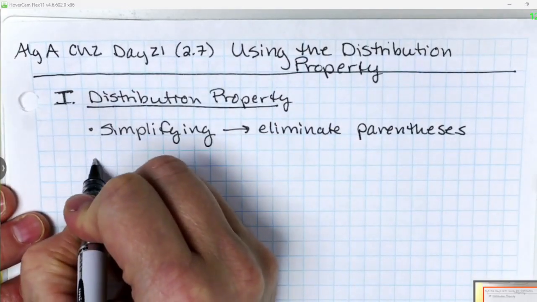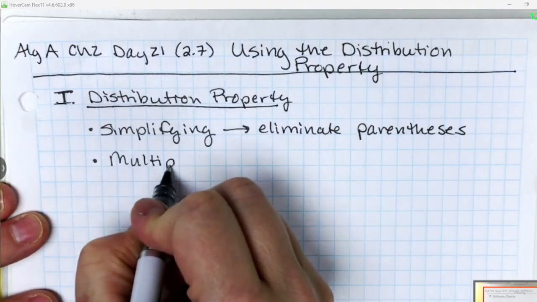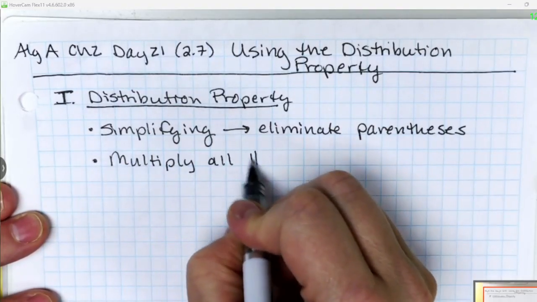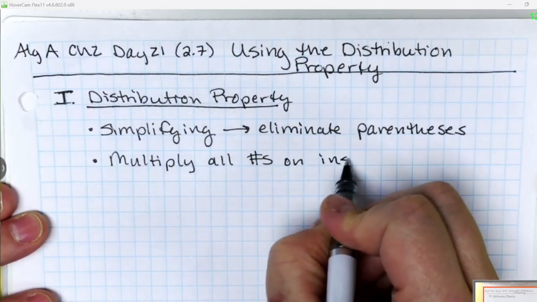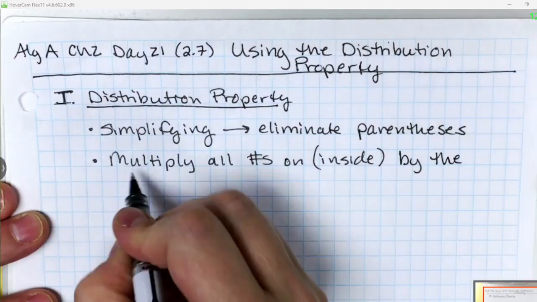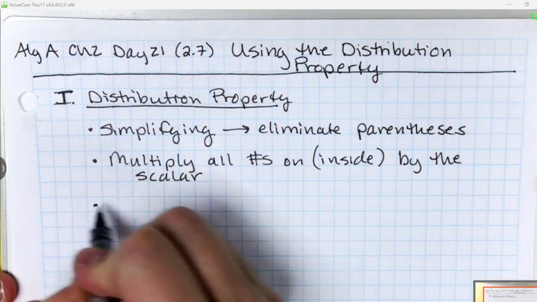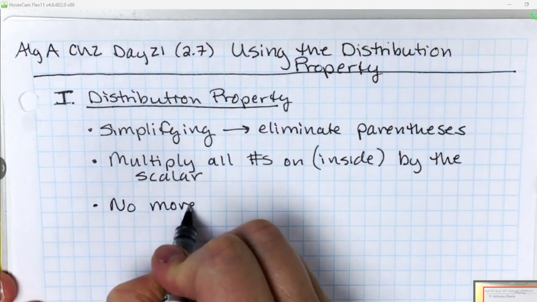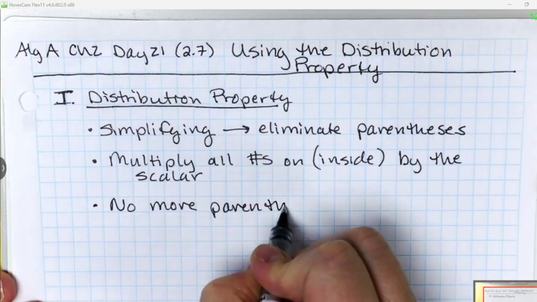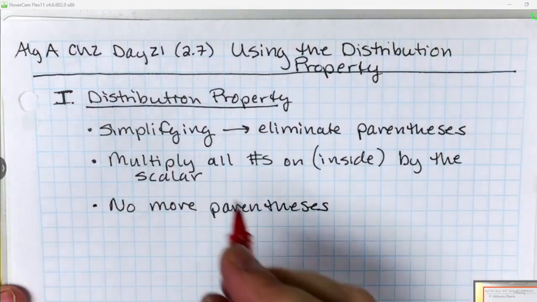Basically, the process for the distribution property is you multiply all numbers on the inside, and by inside, I mean inside the parentheses, multiply all numbers on the inside by the scalar. And when you're done, there will be no more parentheses at the end.